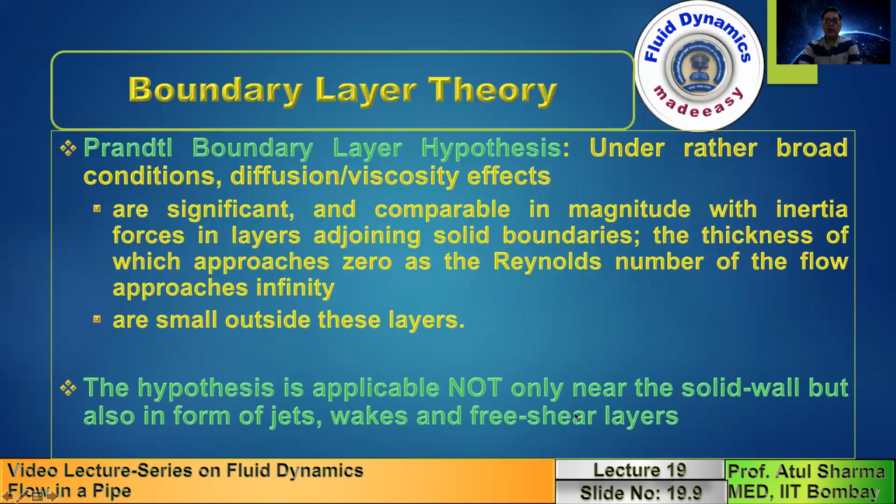So any layer of the fluid which has a normal gradient of tangential velocity may be near the solid surface or away from the solid surface. If it is near the solid surface, we call it a boundary layer, a wall bounded layer. And if it is away from a solid surface, we call it a free shear layer. So any fluid layer with a non-zero velocity gradient is a shear layer.